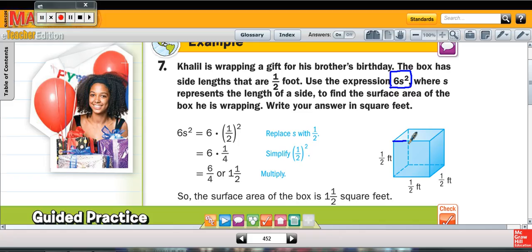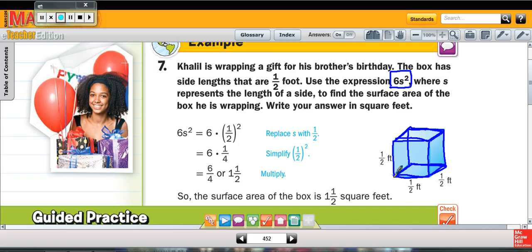finding the area of each surface. So you have this surface, you have this back surface here, you've got the back surface back there, this surface on the side, you've got the top, and then you've got the bottom. So there are 6 surfaces in this cube, in this gift box. So that's where the 6 comes from.